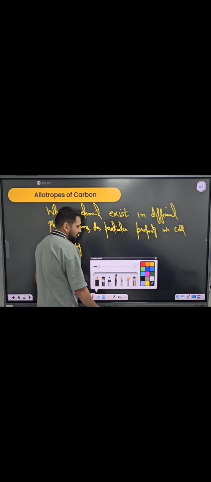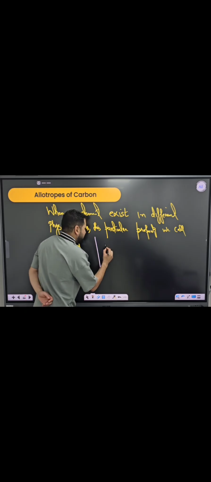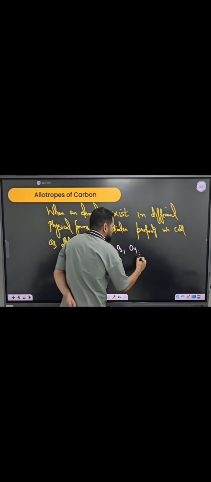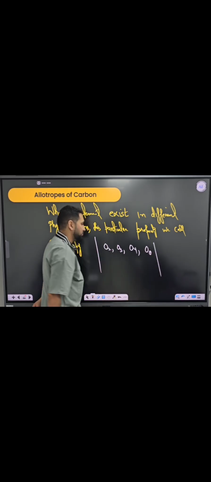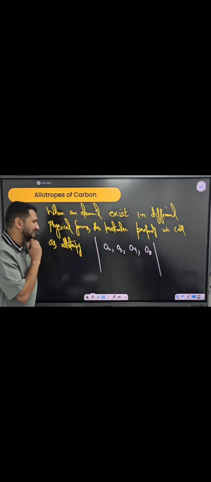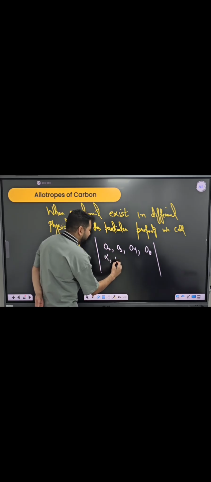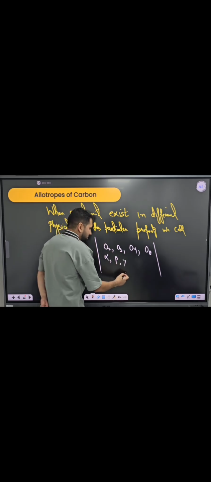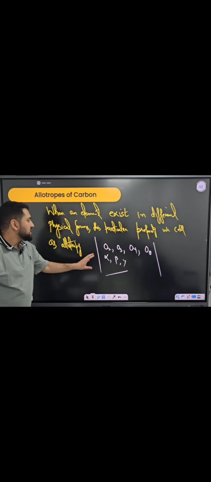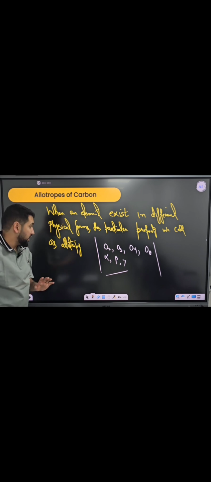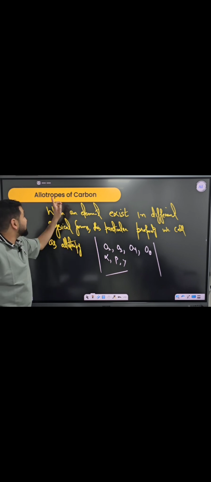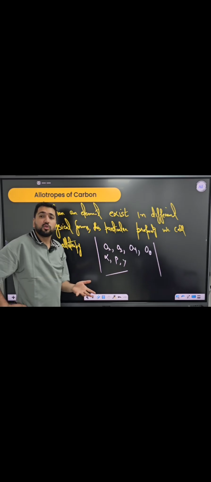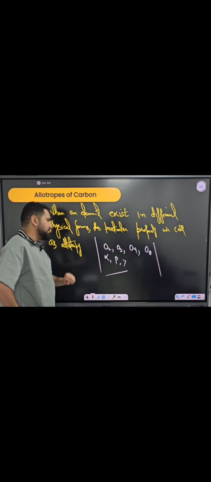For example, guys, apart from carbon, oxygen can exist in the form of O2, O3, O4, O8. Sulfur can exist in the form of alpha sulfur, beta sulfur, rhombic sulfur, monoclinic sulfur, and gamma sulfur, for example. So sulfur can have different allotropic forms as well, like oxygen. In the same way, carbon can exist in different allotropic forms. And what are the major allotropic forms of carbon, guys?